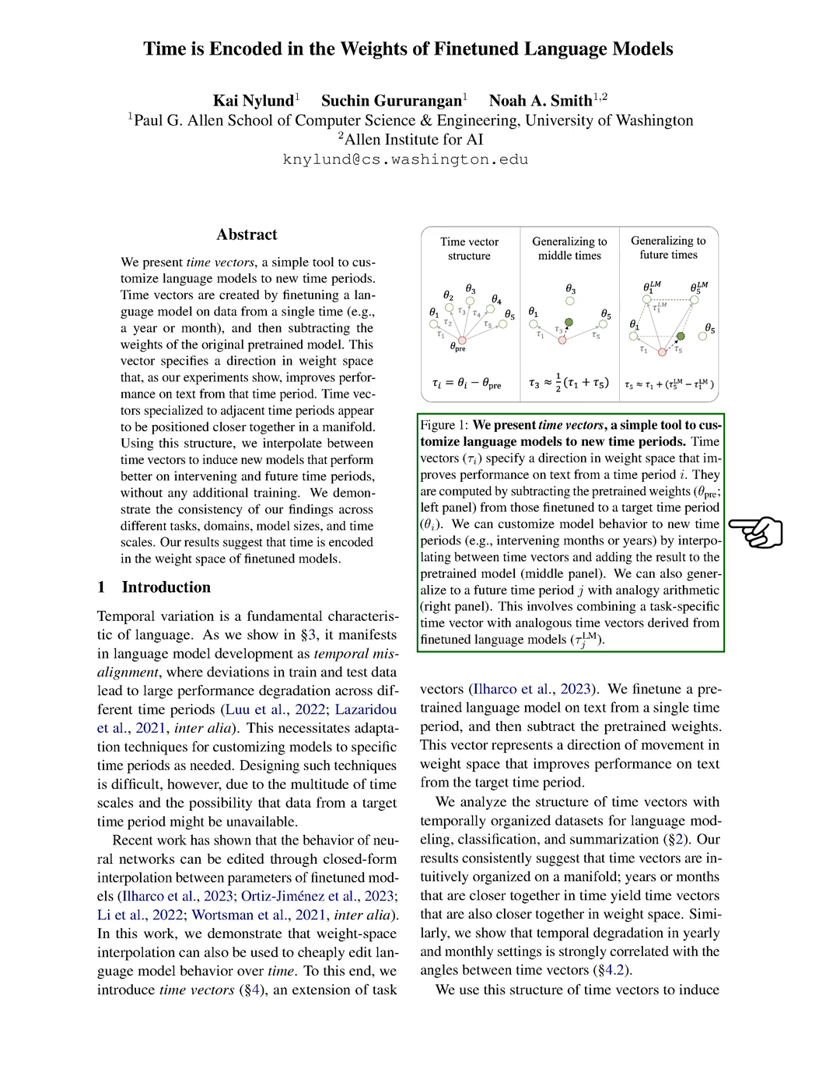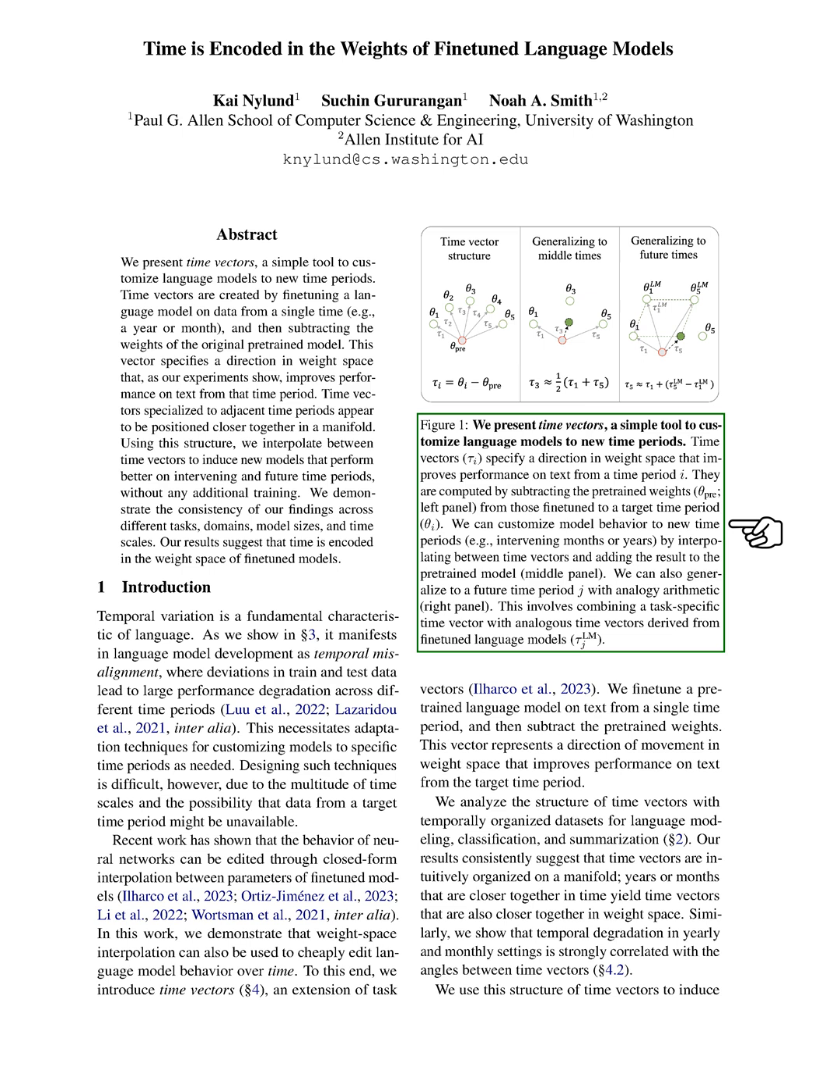By interpolating between two time vectors, we can find vectors that improve performance on intervening months or years when applied to the pre-trained model. This structure can also be used to generalize task-specific models across time periods with similar time vectors specialized to unlabeled data.